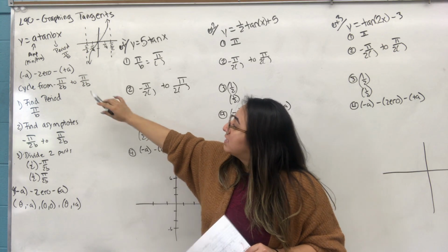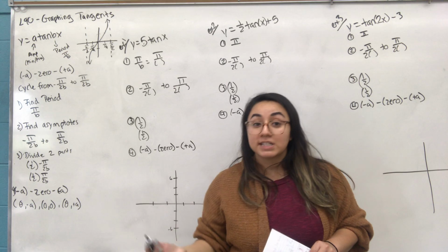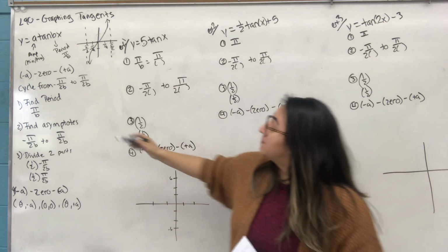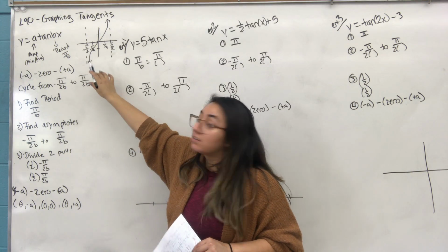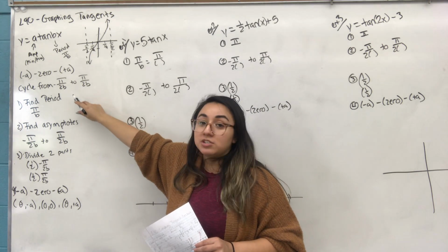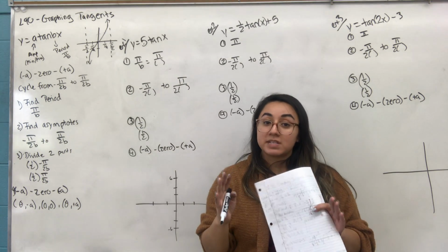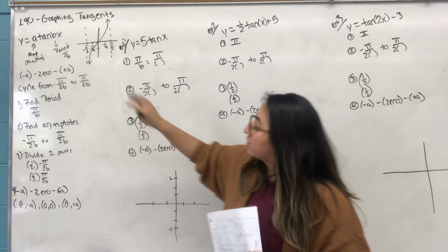Also, your cycle, instead of a normal cycle from 0 to 2π radians, meaning 0 to 360 degrees, it's from negative 90 degrees to positive 90, or negative π over 2 to positive π over 2. And that's one typical cycle of it. Here are the steps for it.